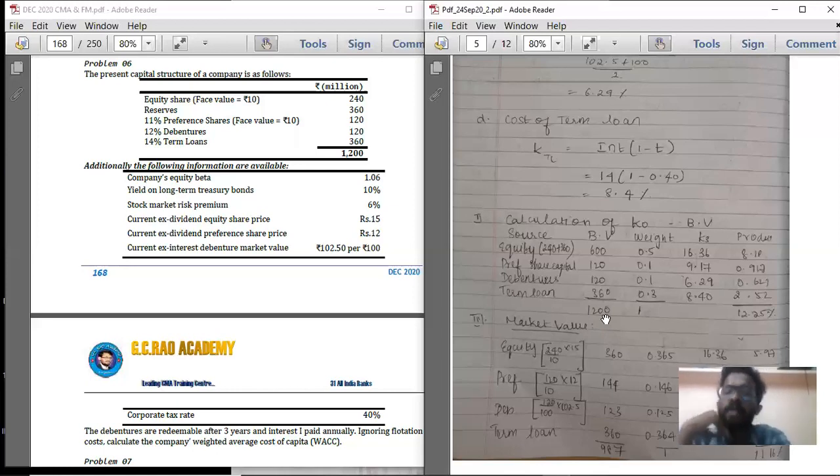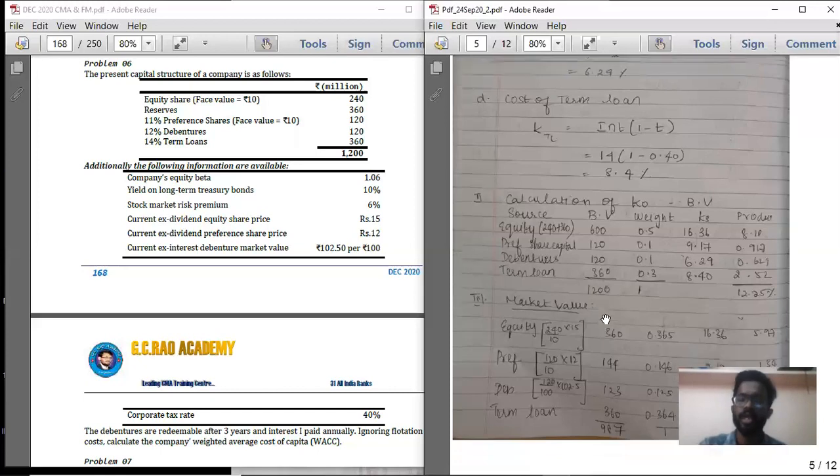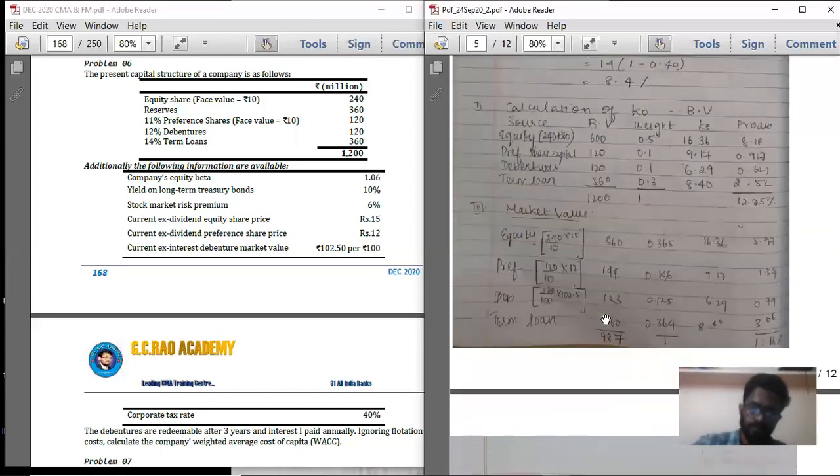Now total the product column: 8.18 plus 0.917 plus 0.629 plus 2.52. You are getting a total of 12.25%. In respect of the 12.25%, record KO. KO is equal to 12.25%. That is book value weights. Now calculate it for market value weights.